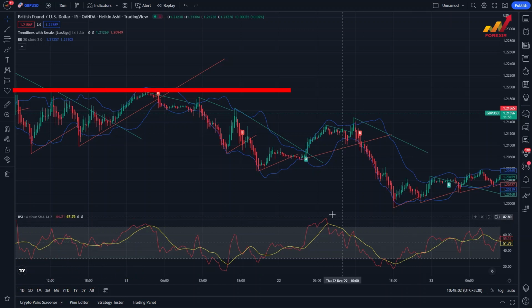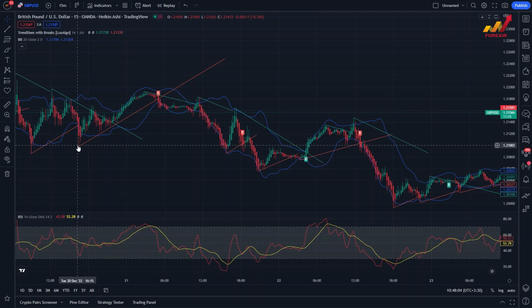Here the price has reached resistance. RSI shows us that the price is overbought. After breaking the red trend line, I enter the sell position.